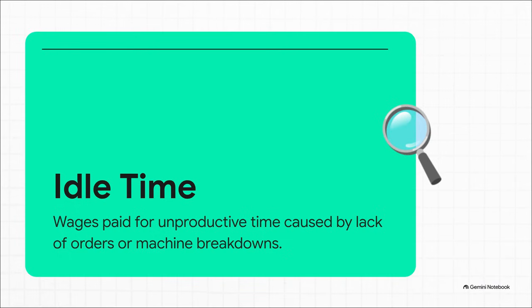Then we have idle time. This is when workers are being paid, but they aren't actually producing anything because of a machine breakdown, a power outage, or maybe a delay in raw materials arriving. If a direct laborer is standing idle waiting for a machine to be fixed, you obviously can't charge their wages for that hour to a specific product because no product is being made. You can't charge a kayak for the hour a worker spent staring at a broken conveyor belt. So that dead time immediately gets stripped out of direct labor and gets dumped straight into the manufacturing overhead bucket.